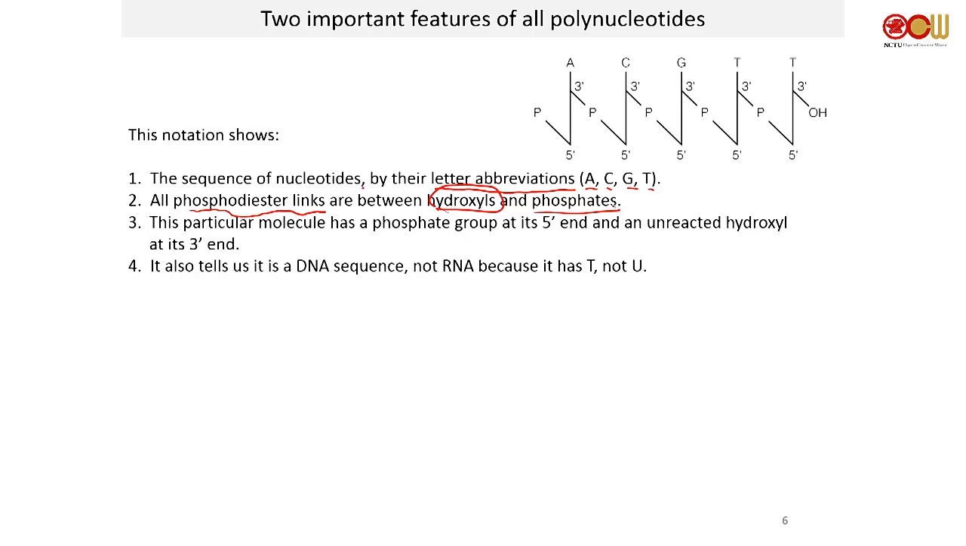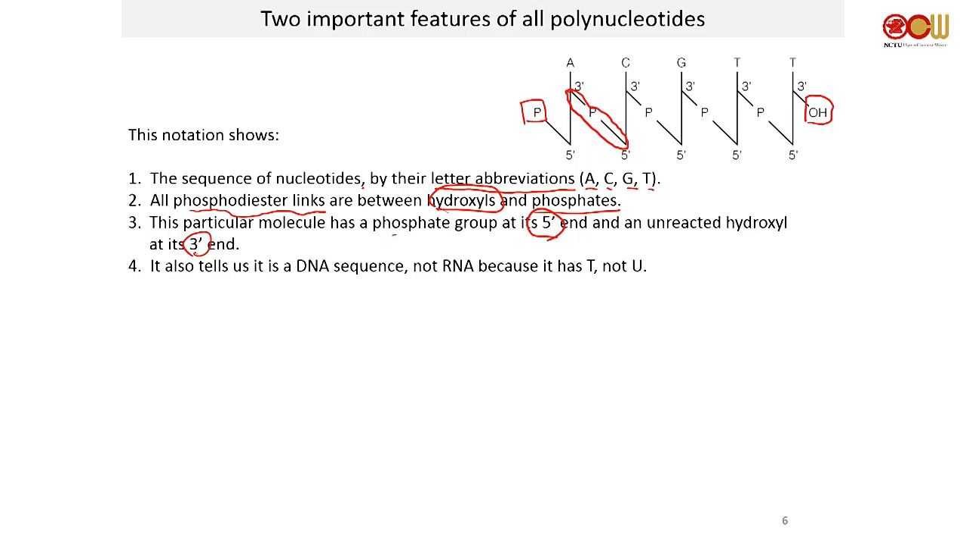Okay, why is that? Because 3' here is a hydroxyl group, 5' here is a phosphate. So when the 3' end links with the 5' end of the next nucleotide, it's going to be linking the hydroxyl and the phosphate. This notation also shows this particular molecule has a phosphate group at its 5' end and an unreacted hydroxyl group at its 3' end. So this notation actually shows a couple of things.